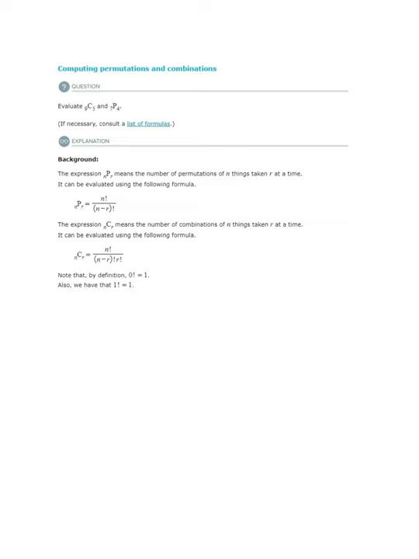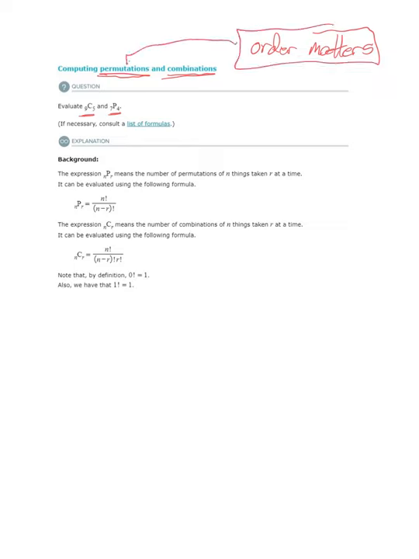In these next problems, you get this notation. This is for a combination, and this is for a permutation. It's important that you know the difference between combinations and permutations. For one of them, order matters, and for the other one it doesn't. Order matters for a permutation. Order doesn't matter for a combination.